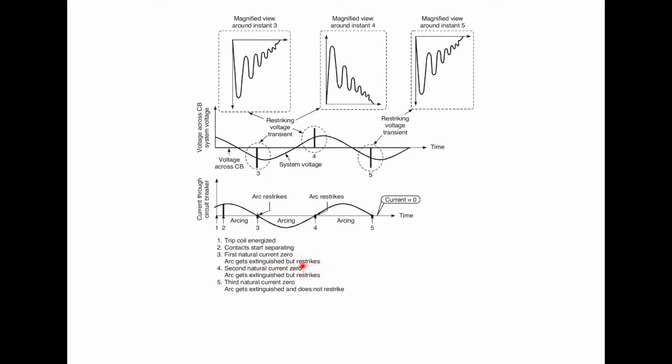At the first natural current zero the arc gets extinguished, but it restrikes, as we have discussed, because the voltage is there across it and the rate of change of voltage is there. Then at 4 we have the second natural current zero, and the arc again extinguishes, but again restrikes. Then at the third natural current zero, the arc gets extinguished and does not restrike again. Here we have the magnified view around that instant 3, showing the voltage across it, and the restriking voltage transients at 3, 4 and 5. So it is shown with the help of the waveform.